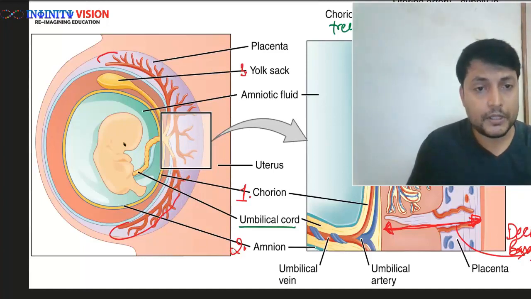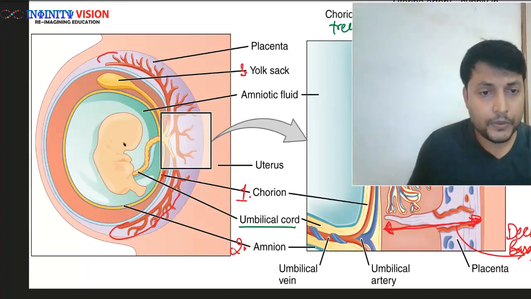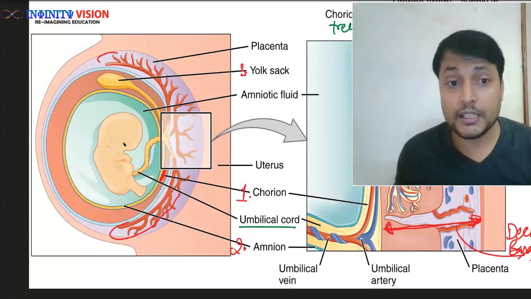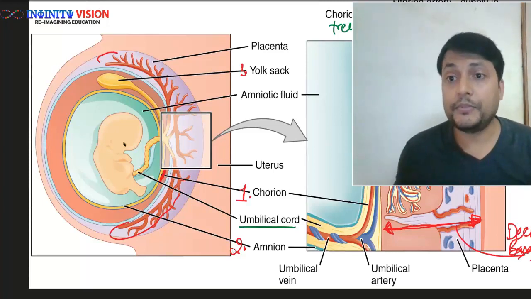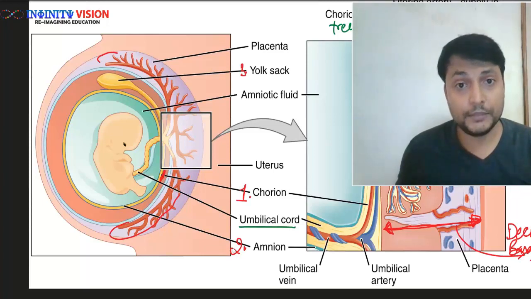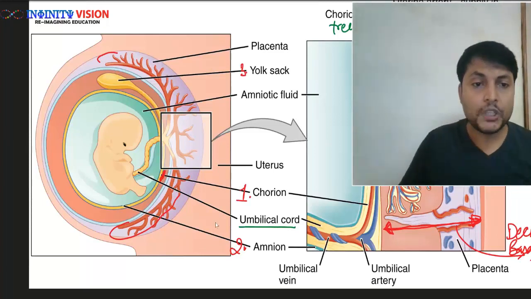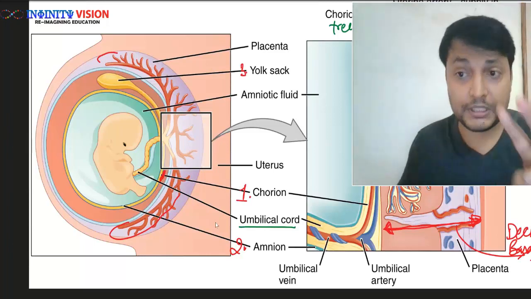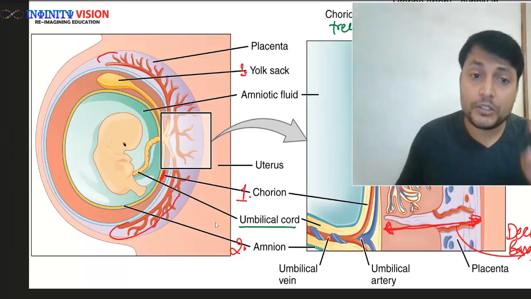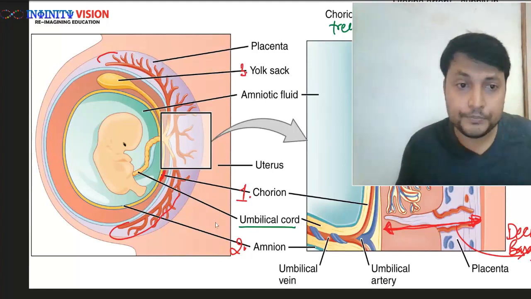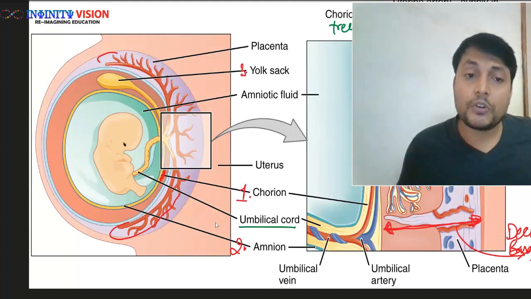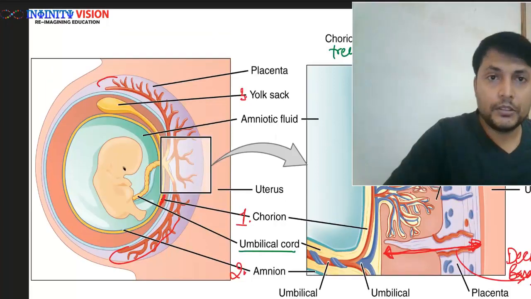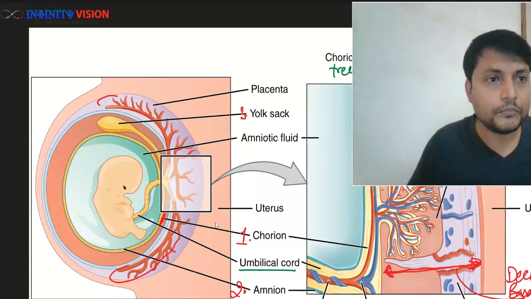This outer layer, this outer membrane is called chorion. This is chorion, and it is mainly made up of the ectoderm. If we look at this chorion, it is made up of two layers. So it is bilayered, and of these two layers, the outer layer is ectoderm and the inner layer is of mesoderm. Let me write it here.